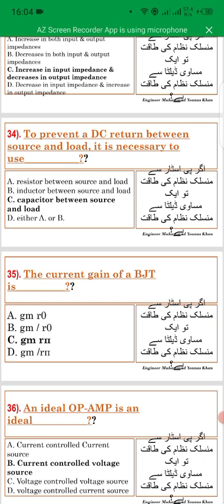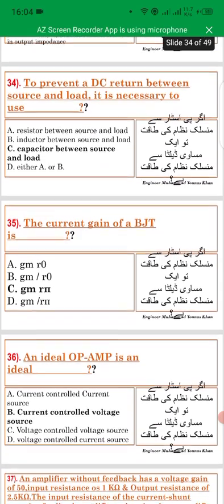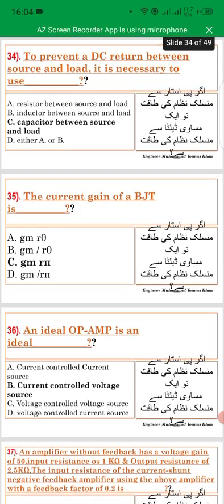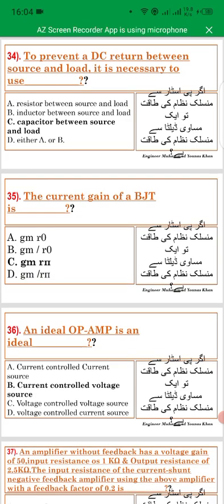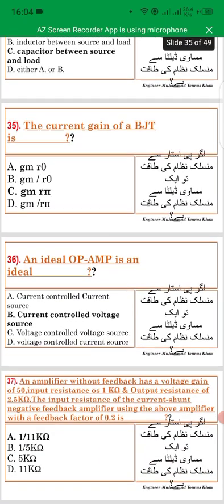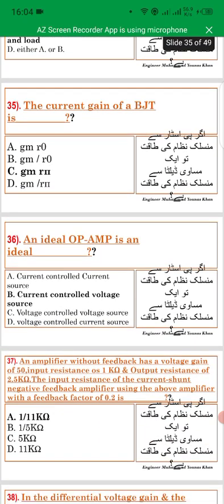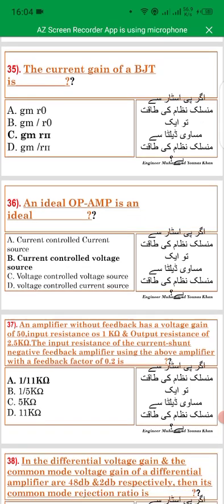To prevent DC interference between source and load, it is necessary to use a capacitor between source and load. The current gain of a BJT is gm rπ. An ideal op-amp is an ideal current controlled voltage source.